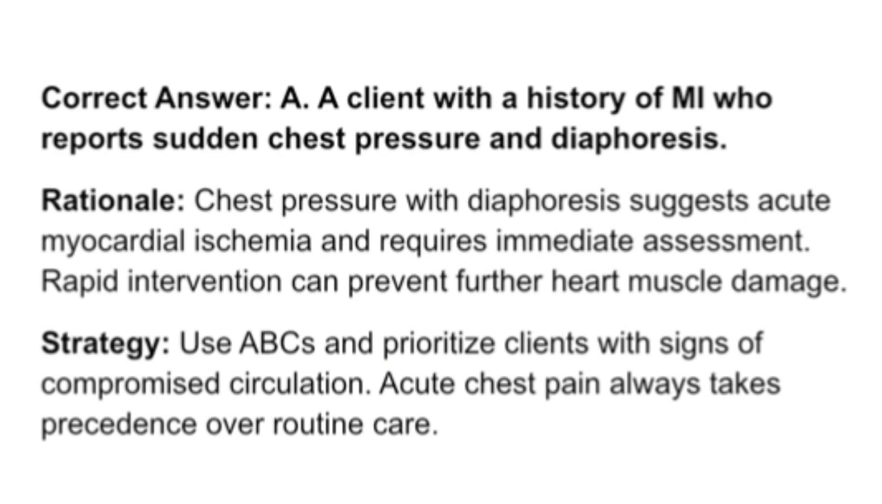Rationale: chest pressure with diaphoresis suggests acute myocardial ischemia and requires immediate assessment. Rapid intervention can prevent further heart muscle damage. Strategy: use ABCs and prioritize clients with signs of compromised circulation. Acute chest pain always takes precedence over routine care.